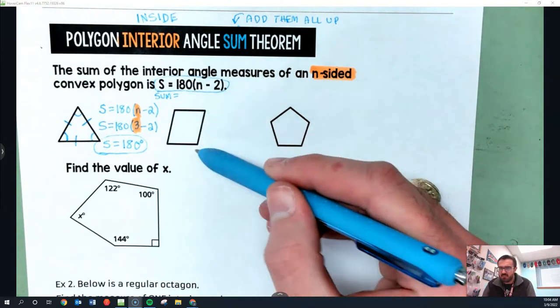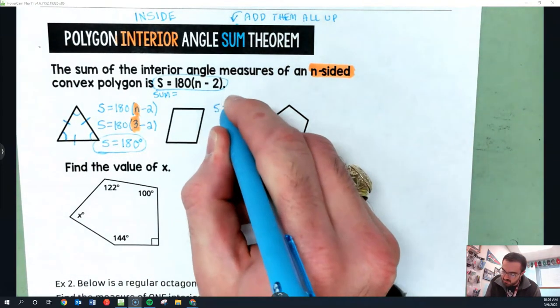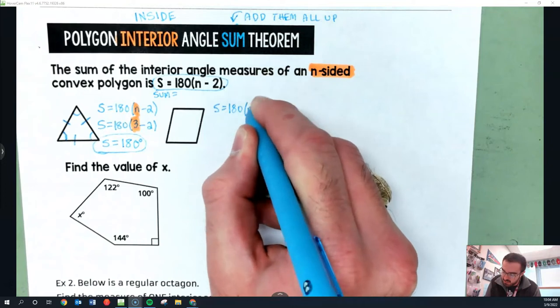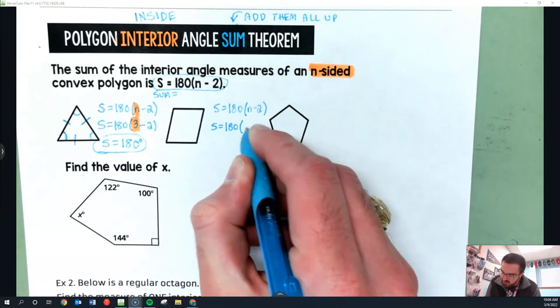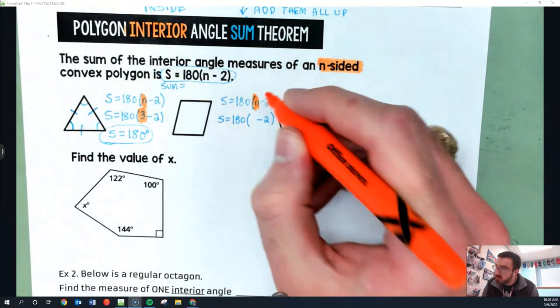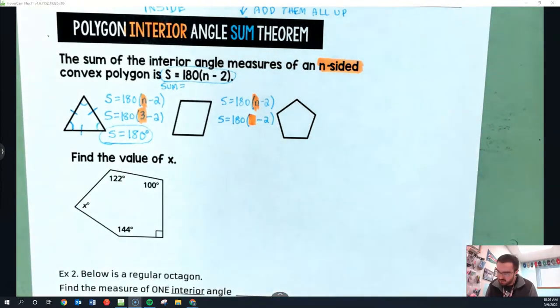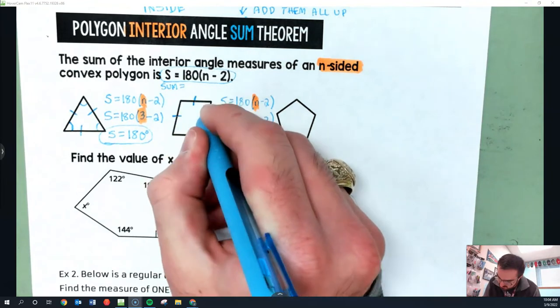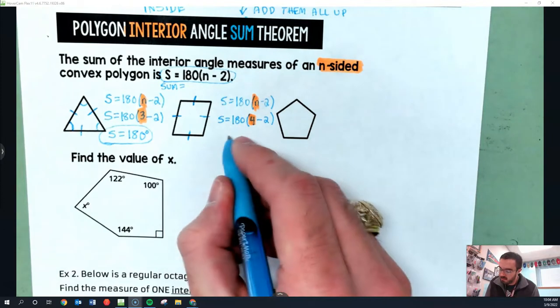This is a four-sided shape. You may already have an idea of what this adds up to be. So think about it, and let's see if the formula checks out. S equals 180(n minus 2). Let's remember what n is. n is the number of sides. So how many sides do we have? We have 1, 2, 3, 4. 4 minus 2. Love it.